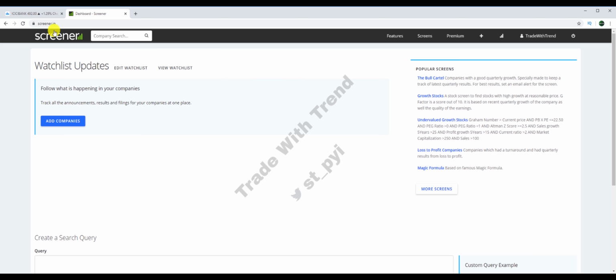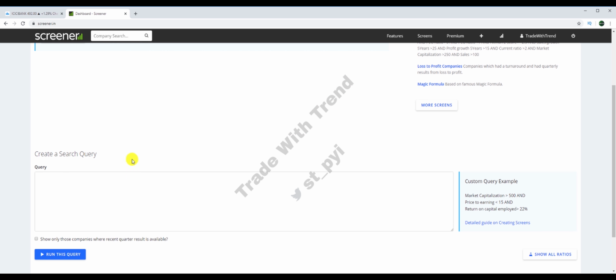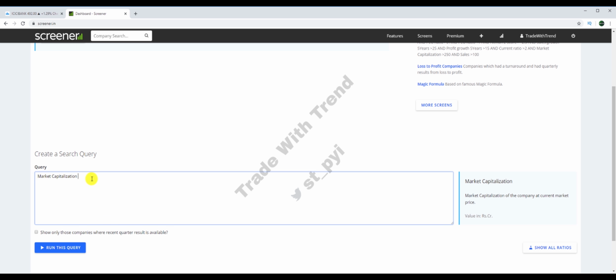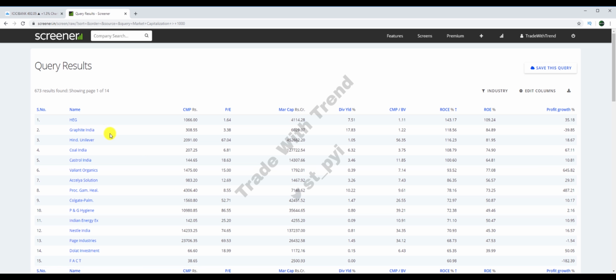So the first step you have to do is just go to screener.in. I think you will have to open up an account. It's completely free. The first criteria that I would put up is market capitalization. So let's say I'm taking a market capitalization of greater than, let's say, 1,000 crores. So once you run this query, look at the number of stocks you get.